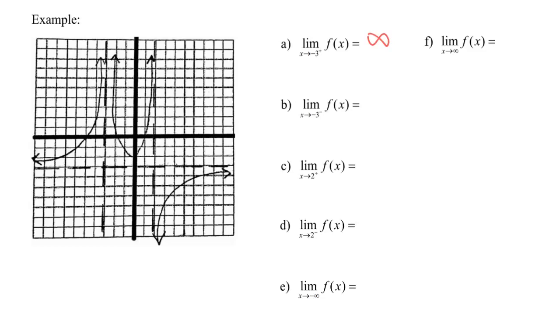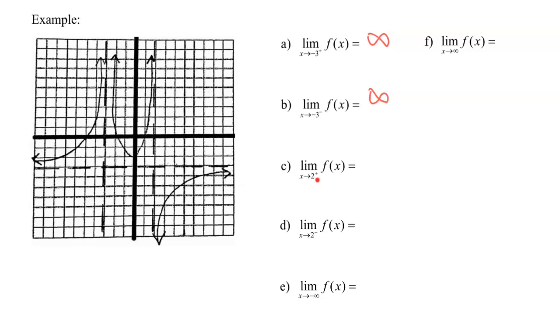Okay, what about if I approach -3 from the left? That's what letter B says. Well, if I jump onto the function somewhere to the left of -3 and then approach -3 on the x-axis, what's happening to the y values? And hopefully you again said that they are getting bigger and increasing without bound, and so therefore that limit is also going to be positive infinity.